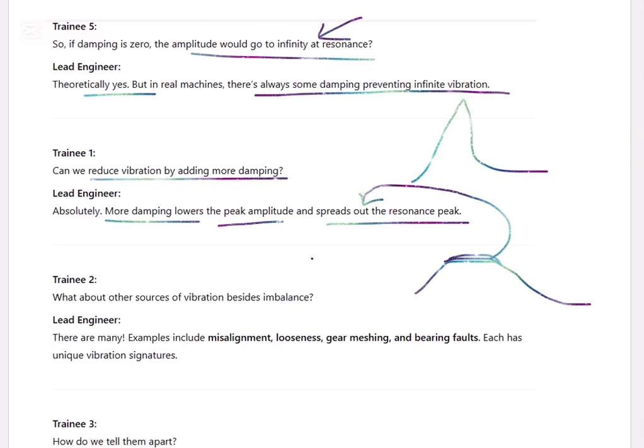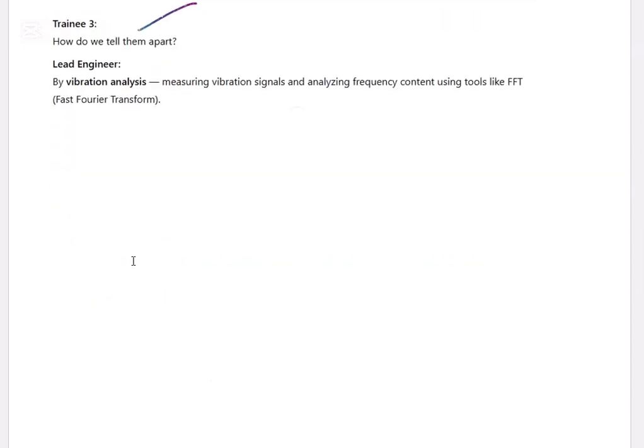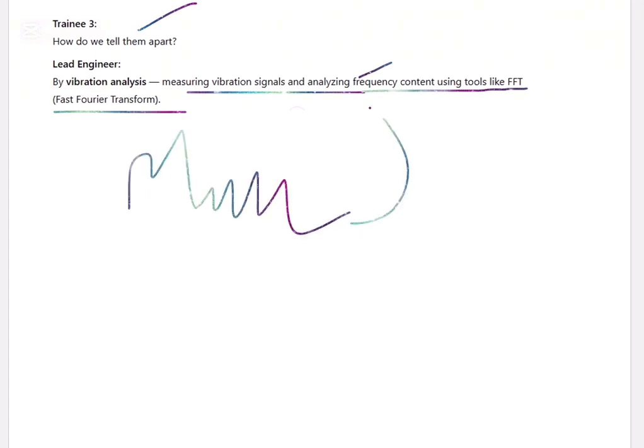What about other sources of vibration besides imbalance? Examples include misalignment, looseness, gear mesh, bearing faults. Each has unique vibration signatures. How do we tell them apart? By vibration analysis, measuring vibration signals and analyzing frequency content using tools like FFT, the fast Fourier transform. If we have the vibration signals, we analyze the signal for the frequency content using FFT.